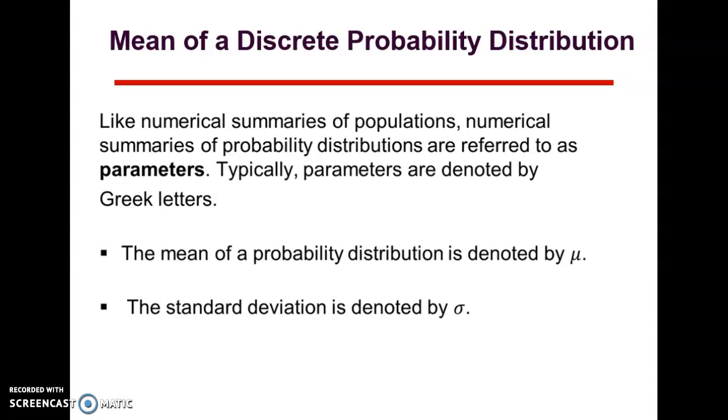And we're going to use Greek letters. We've been using X bar and S because we've been looking at samples. Now we're looking at the entire distribution. For instance, when I talk about the roll of a single die, I know the entire population is going to be 1, 2, 3, 4, 5, or 6. This little letter that looks like a tilted 6 is called sigma. The one that looks somewhat like a U is called mu. So mu is spelled mu, sigma is spelled S-I-G-M-A.